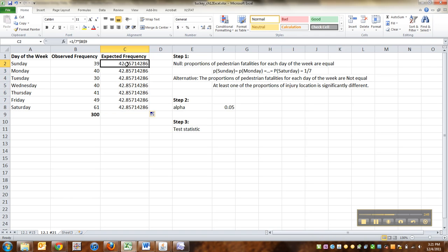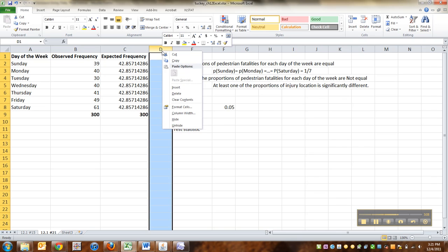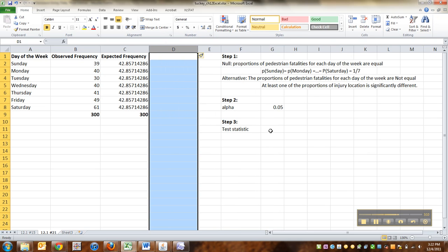Right? Now you think, oh, it's wrong. No, it's right. They're all equally likely. So every day should have about 42.857 deaths. Kind of depressing, I know, but true. All right, I'm going to drag this over here, and I want it to be the sum of these columns. See? It's adding up to 300. Good. All right, so now we're going to need to find the test statistic.